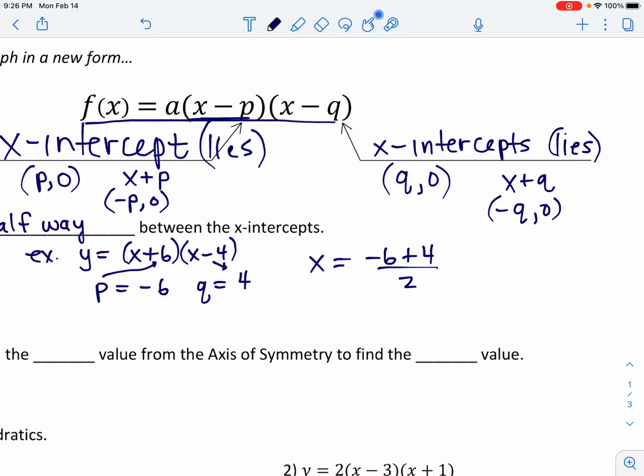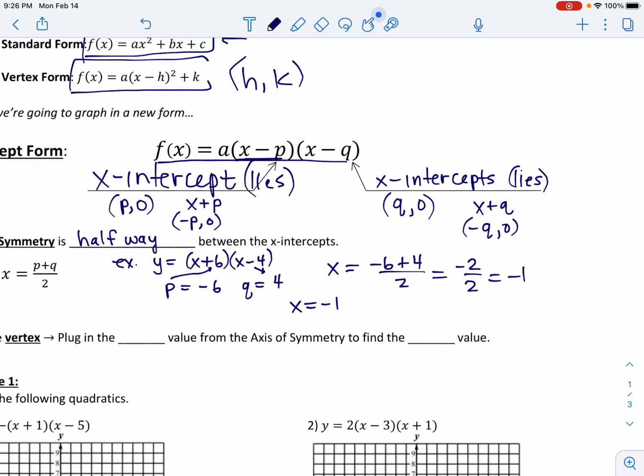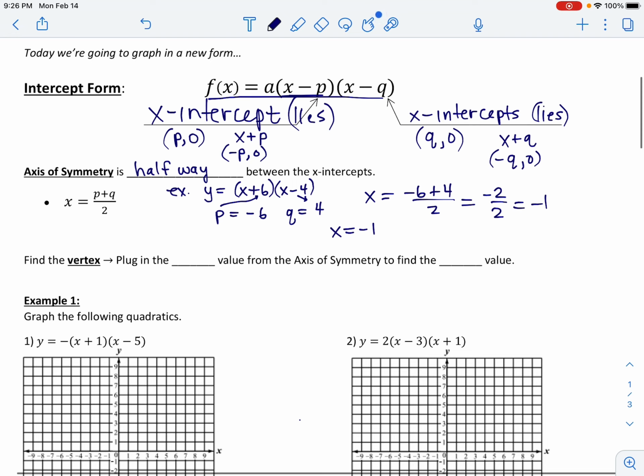So p is negative 6, q is 4. I'm going to add those two together and divide by 2. Negative 6 plus 4 is negative 2, divided by 2, and that's going to give me negative 1. So my x value of my axis of symmetry is x equals negative 1. Now remember, to find the vertex, we still need to find the y value because we have the x value. Now we need to find the y value.